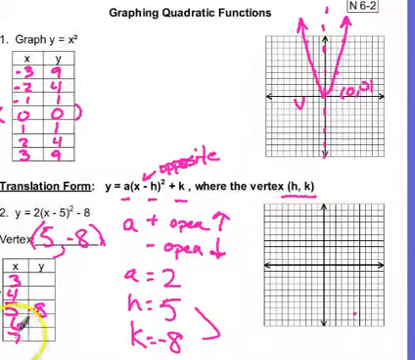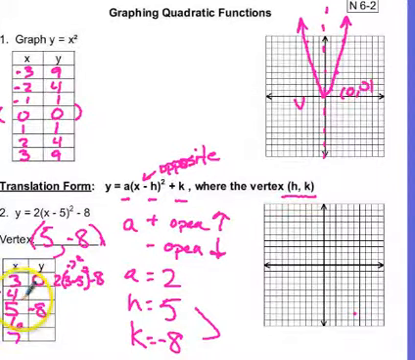So I'm going to plug these x's into my original equation up here and see what I get for y. Following the equation, I'm going to do 2 times 3 minus 5 squared minus 8. Well, 3 minus 5 is -2. -2 squared is 4, times 2 is 8. 8 minus 8 is 0.